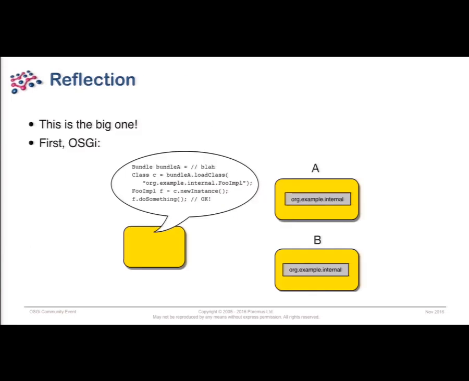Reflection. Now, this is the big one. Let's look at this OSGi scenario again. So remember I said I can't just say Class.forName to get a random class from somewhere. What I can do is if I get hold of a bundle, so bundle A over here, somehow I get hold of the bundle. I've just omitted that bit of code. But then once I've got the bundle, I can say loadClass. I'm loading an internal type here, and I'm instantiating it, and I'm doing something with it. And that works in OSGi. That's allowed.